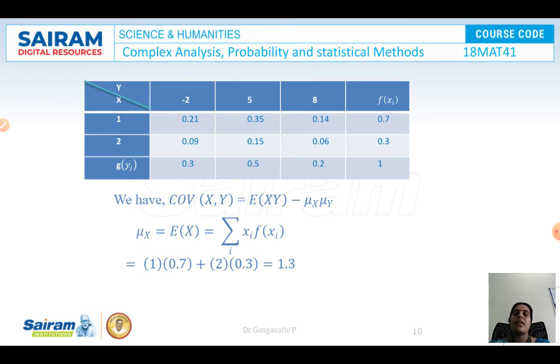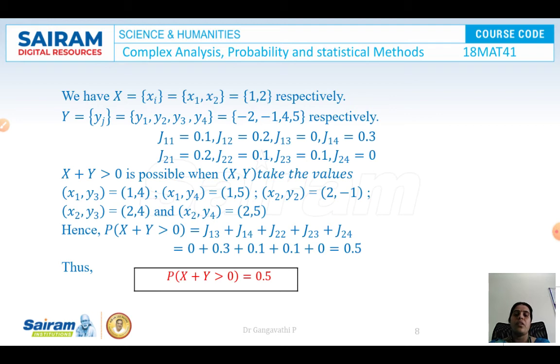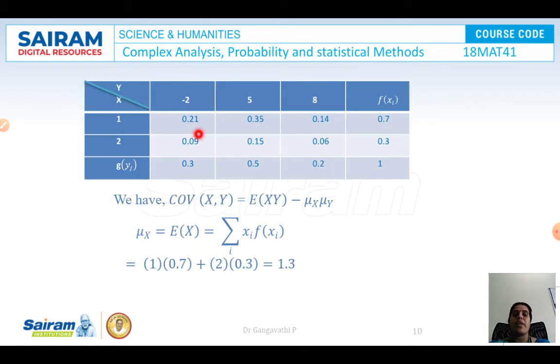So when x is equal to 1, the distribution value here is 0.7 and here it is 0.3. So this 0.7 and this 0.3 should be multiplied. When we do so, we get 0.21. Likewise, when x is equal to 1 and y is equal to 5, the corresponding distribution values when we multiply give 0.35. So likewise, we can construct this table, and the sum when we add row wise is 1, and when we add column wise it should also be equal to 1. So this is the joint distribution, and we have to find the covariance.